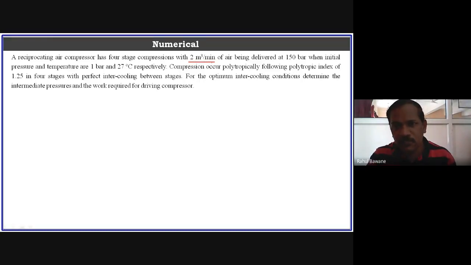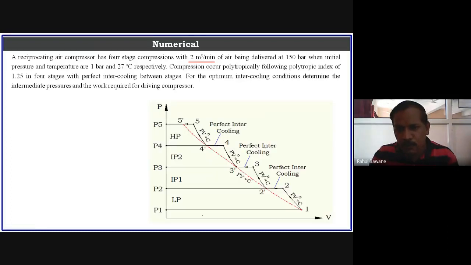What is this? This is not a mass flow rate. This is a volume flow rate, meter cube, not kg per minute. So 2 meter cube per minute, and 4 stages. P1 is our intake pressure. First stage P1 to P2, second stage P2 to P3, P3 to P4, P4 to P5. So this is the LP cylinder, the extreme top is the HP cylinder, and the intermediate ones are called intermediate pressure cylinder 1 and intermediate pressure cylinder 2.